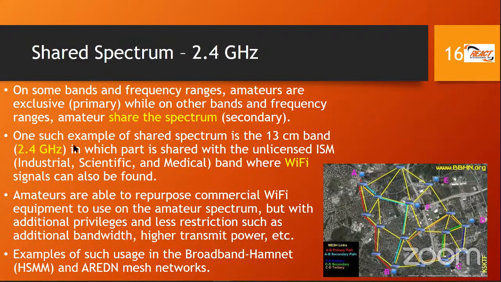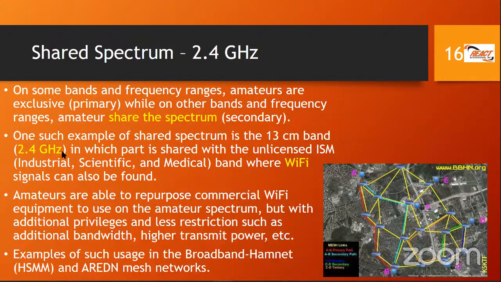One such example where we share the spectrum: you may be familiar with Wi-Fi signals. Now, there are a couple of different bands for Wi-Fi. You have the 2.4 gigahertz band, and you also have the 5 gigahertz band. But we're talking here about the 2.4 gigahertz band. That is called the ISM band. It's an unlicensed band. ISM simply means industrial, scientific, and medical. But that 2.4 gigahertz band, part of it is shared with hams. Hams could operate on that band, and just below that band, there's a piece that hams have exclusive use of.